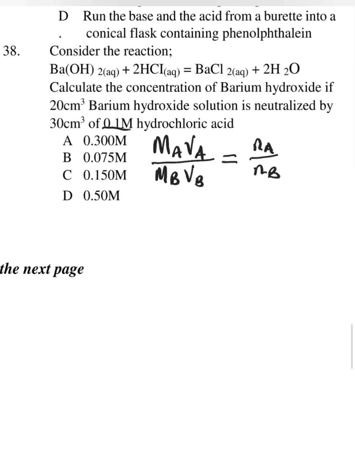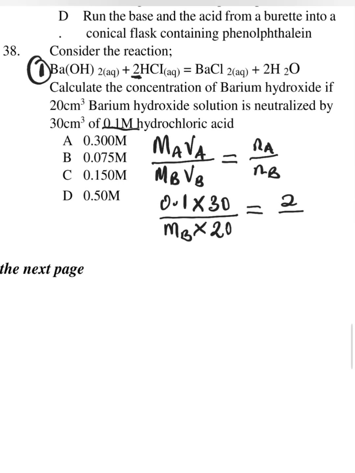So for molarity of acid, it is given as 0.1 molar, so 0.1 times the volume of acid, which is 30 cm³. You divide it by the molarity of base, that's what we are looking for, times the volume of base, which is 20 cm³. Barium hydroxide, the base, the volume is given as 20 cm³. That should be equal to the number of moles of the acid in the balanced equation, which is 2, all over the number of moles of the base in the balanced equation, which is 1.